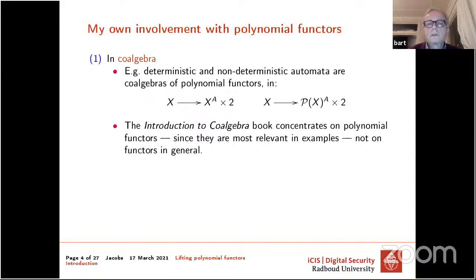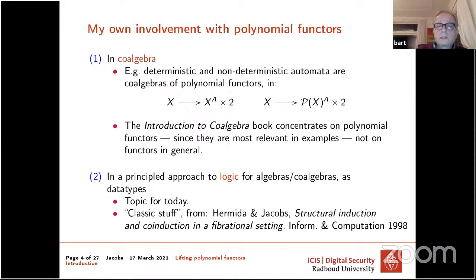And if you open my book from 2016, actually most of the book concentrates on polynomial functors. You can do coalgebra in general for general functors with certain properties, but in actual examples, it's really polynomial functors that you're interested in, and they give you the relevant examples and the nicer properties to deal with. Also, I'm interested in a more principled approach, especially a logical approach associated with these polynomial functors.